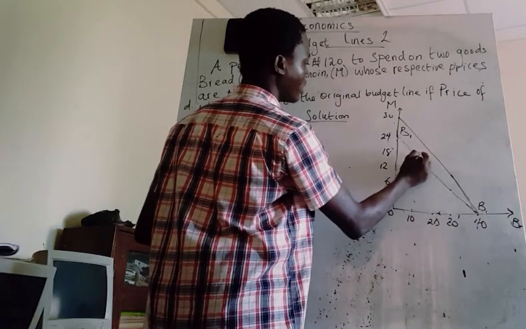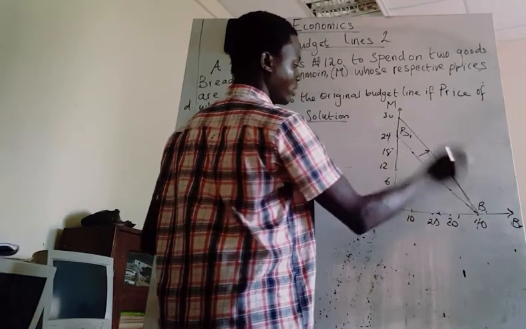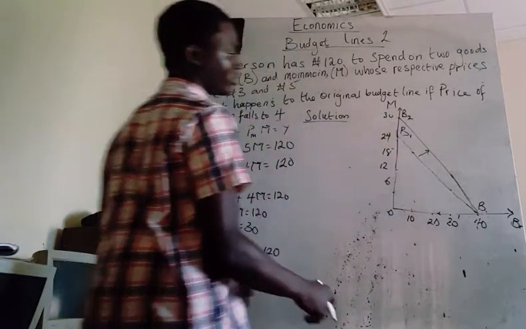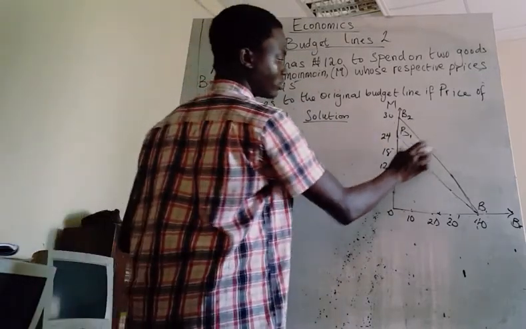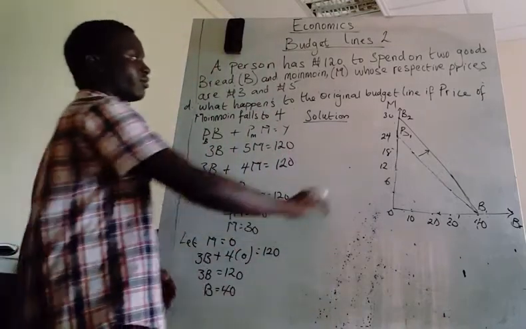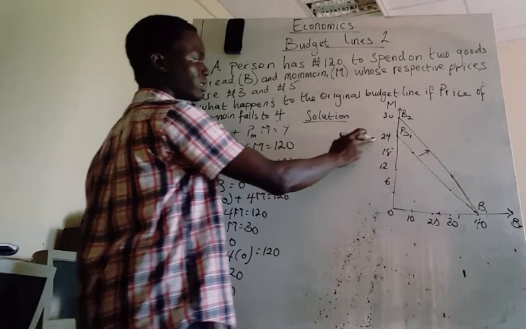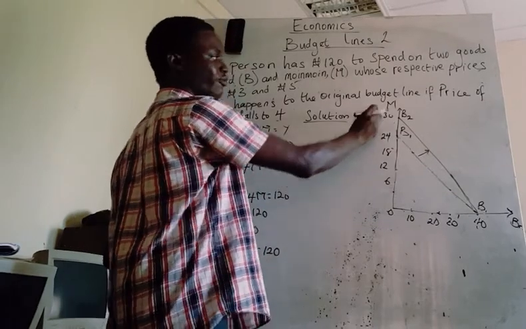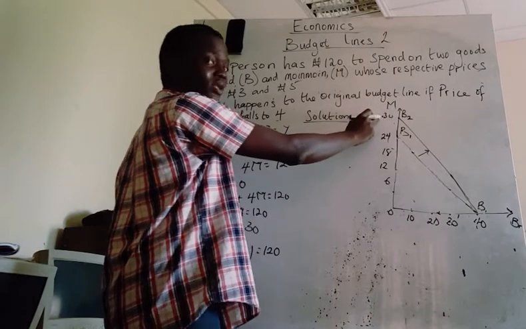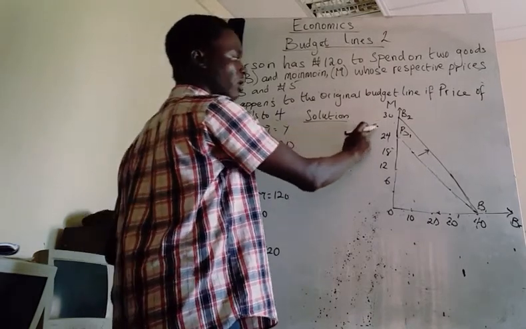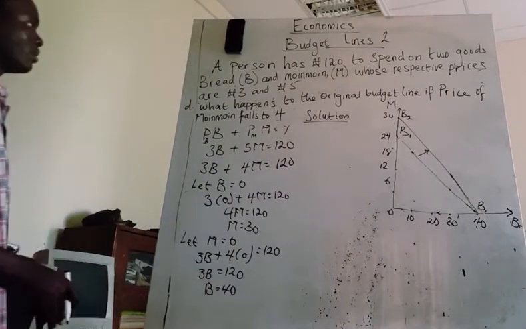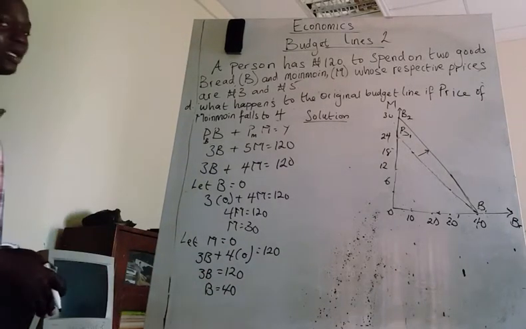So this is what we have now. This is still B1, then this is B2. So now we have an outward rotation of the budget line along the vertical axis. So this has increased from 24 to 40, and it simply means that the price of this particular commodity has fallen. So that's about that.